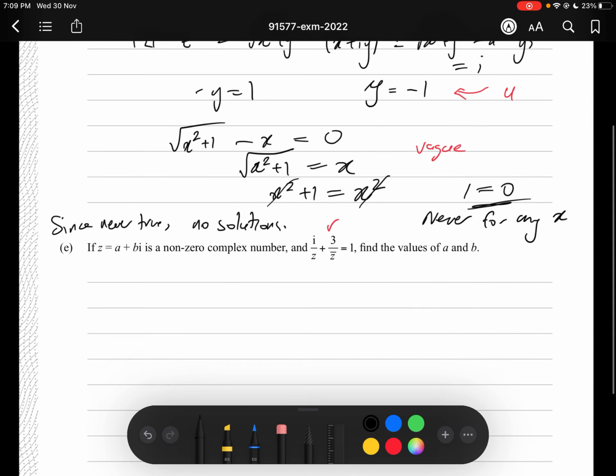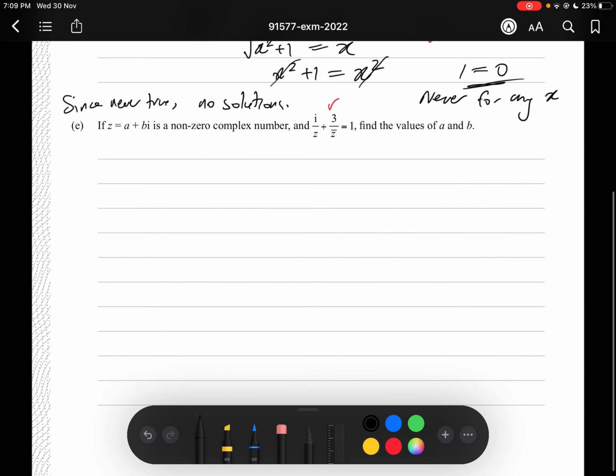Let's look at the final question, question E. If z equals a plus bi, and it's a non-zero complex number, and i over z plus 3 over the conjugate of z equals 1, find the values of a and b. All right, so z equals a plus bi. So let's write out this expression. So we have i over a plus bi plus 3 over a minus bi.